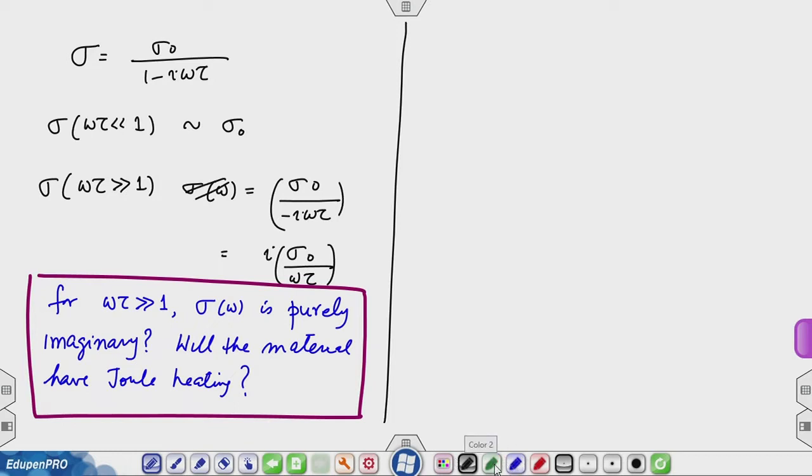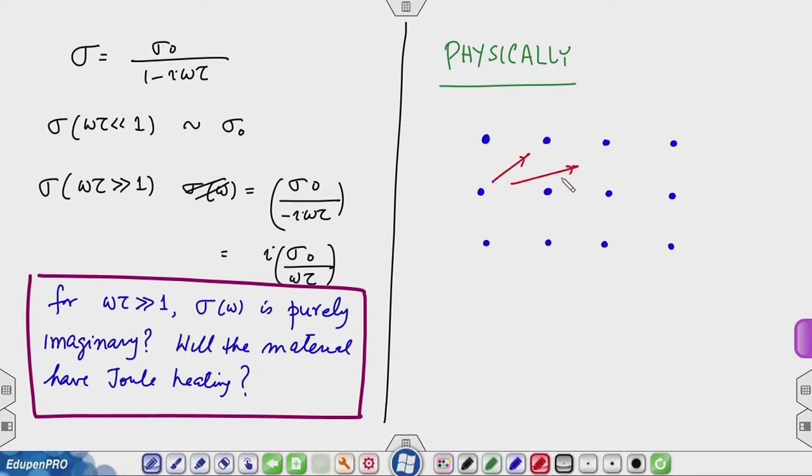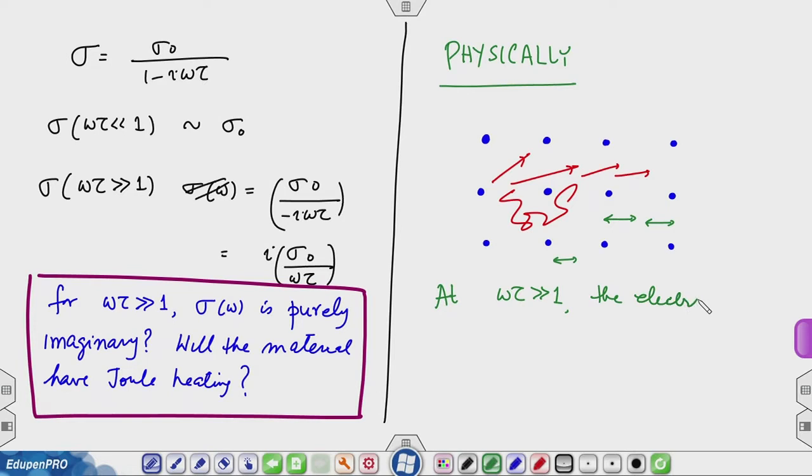So, let us see what happens physically. Remember, what is happening is I have this material, although this is not a correct picture, but according to the model this is the picture. In this, electrons are moving around, they are whizzing around, and then they have this drift velocity. Now, they have this going back and forth motion, and at very high frequency, right, at omega tau much greater than 1, the electron oscillates many times before having a collision. So, this electron is moving back and forth and it does not collide.